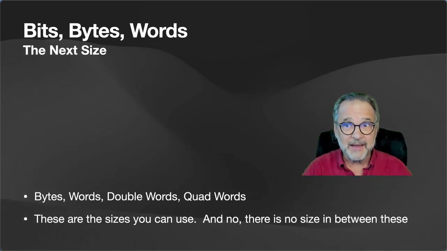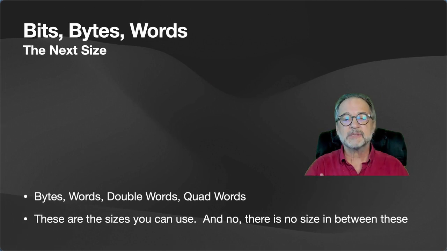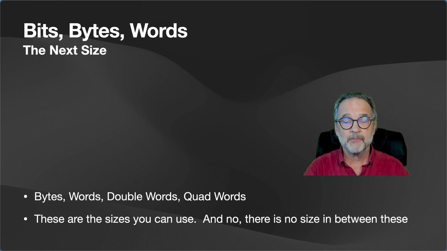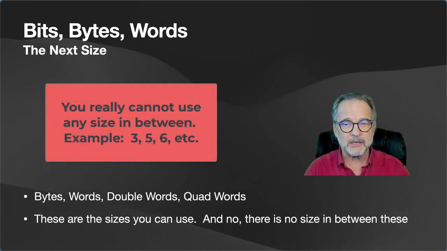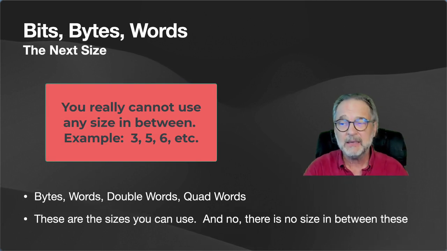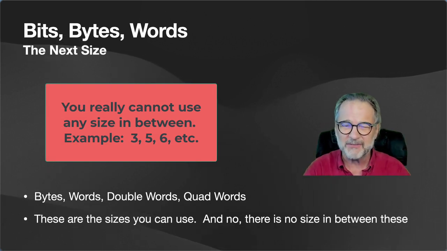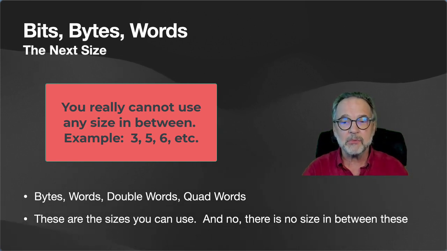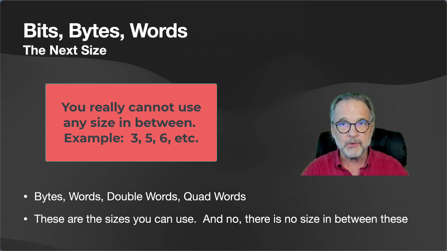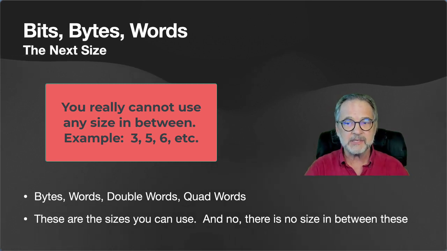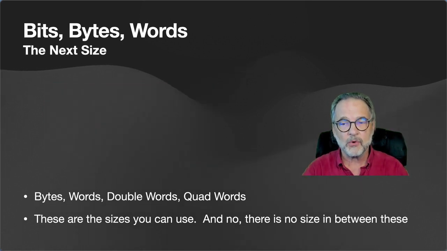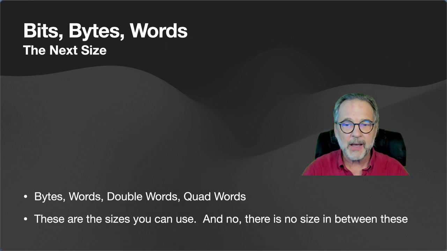Now, these are the sizes you can use. You can use a single byte. You can use 2 bytes, which is a word. You can use 4 bytes, which is a double word. You can use 8 bytes, which is a quad word, but you really can't use anything in between. I mean, you can, but it gets quite involved, and I'm not sure why you'd want to. Between a word, which is 2, and a double word, which is 4, you really can't use 3 bytes as a single piece of data. So it's either 1, 2, 4, 8, and so forth, powers of 2.